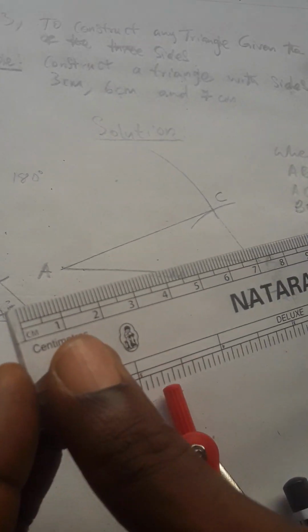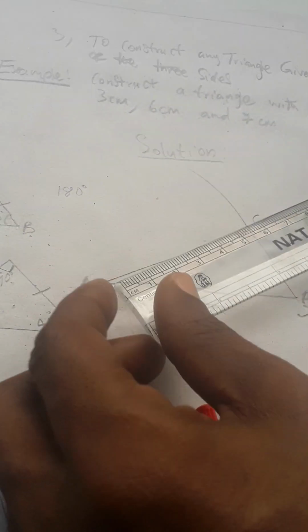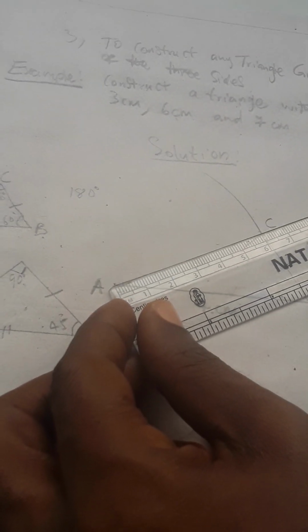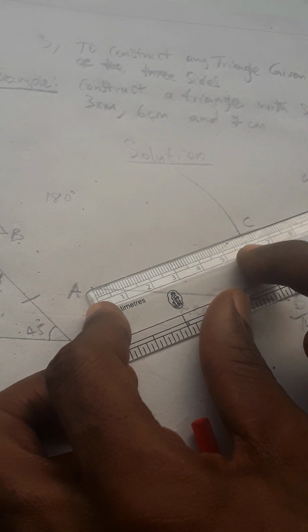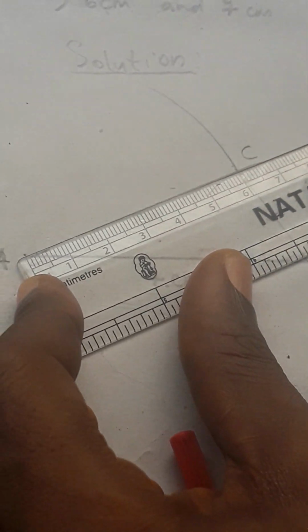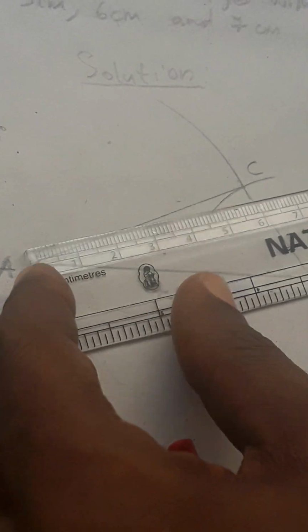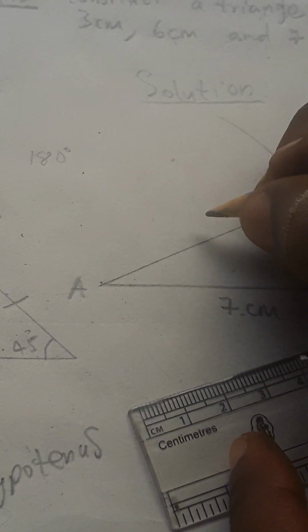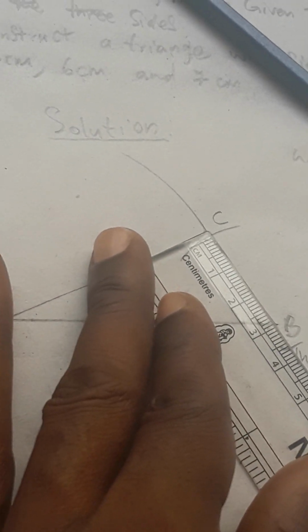Then measure the AC. Let's see whether AC will give us 6 cm. From that point A to C, the point of intersection, you can see it's exactly 6 cm. Are you seeing that, student? Can you see that? So it's exactly 6 cm. Now you measure this. You write in the record that this is 6 cm. Then measure this other side and check it.